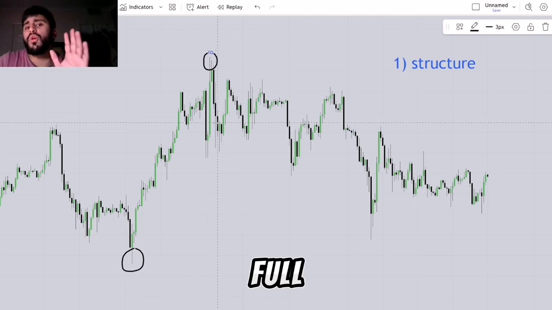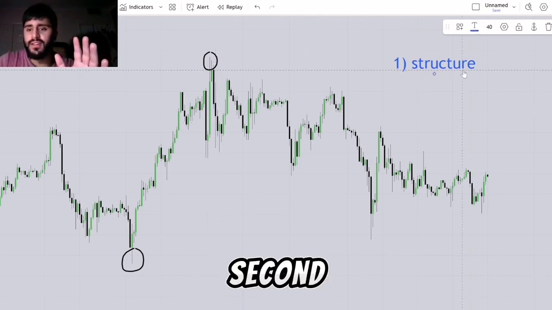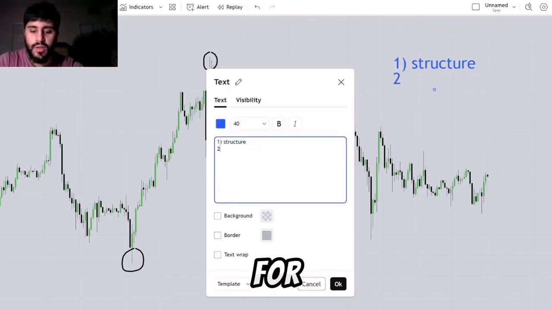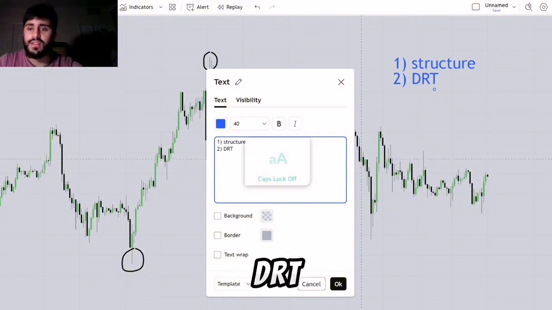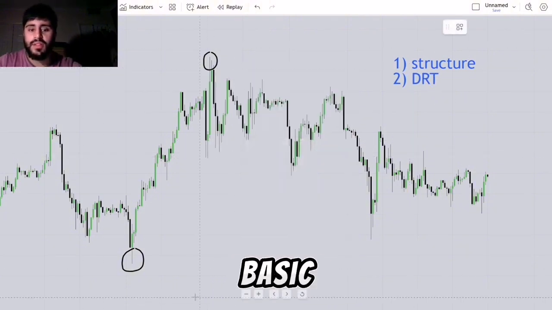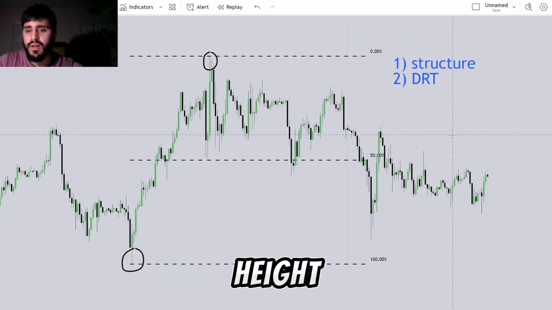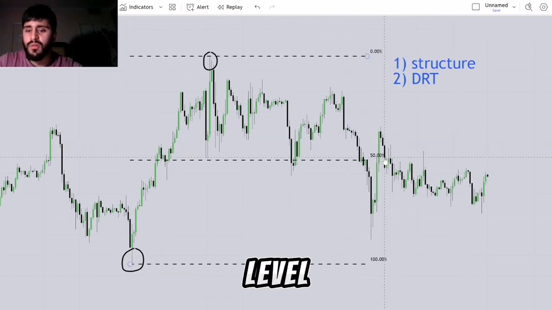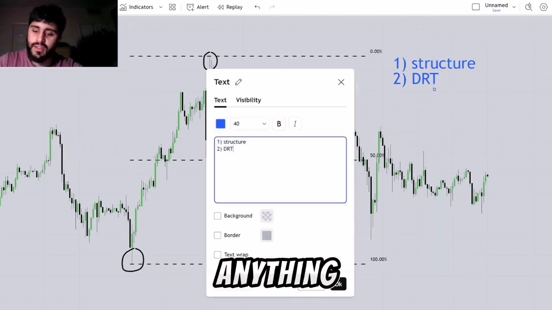This is our 4-hour dealing range. And that's the second thing we look for, right? So the second thing we look for is the dealing range. I'll just write DRT, or dealing range theory. Very, very basic. We're just projecting a Fibonacci tool from the swing low up to the swing high. And now we have our 50% level over here. Anything below is a discount. Anything above is a premium.